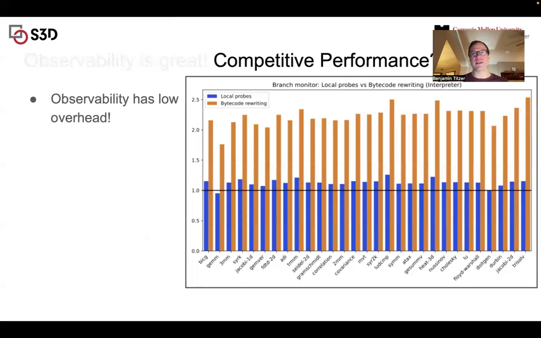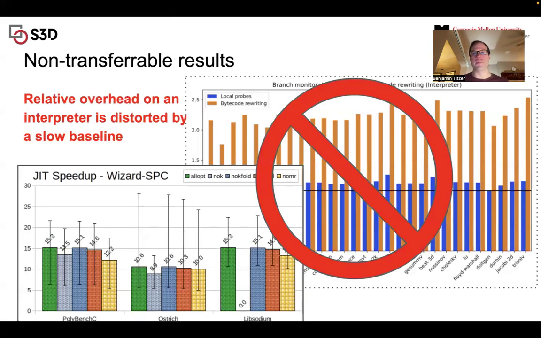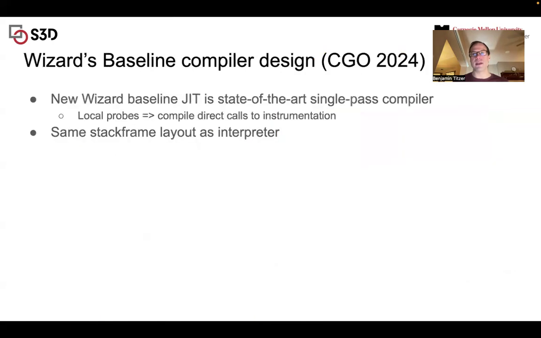But the problem with that is that this is an interpreter. Interpreters are much slower than compiled code. In particular, they can be up to 30 times slower than compiled code. So what's the real overhead here? So we slow down a slow system by only a little bit. So this is not really transferable. So we really have to do this in a system that has a JIT.